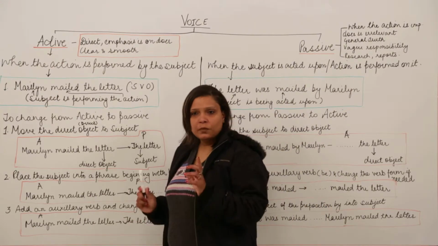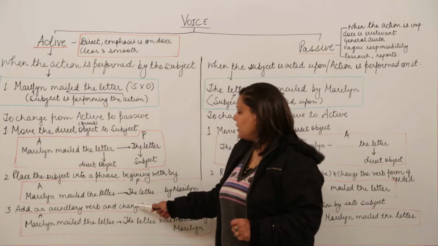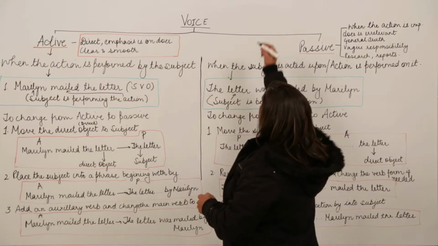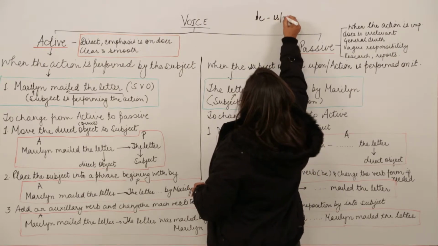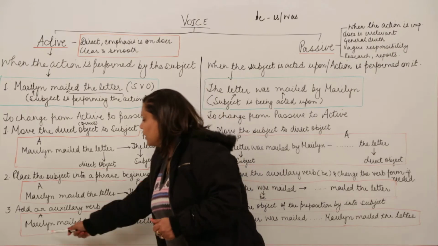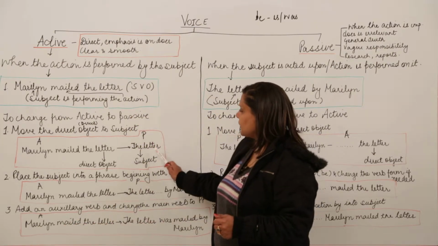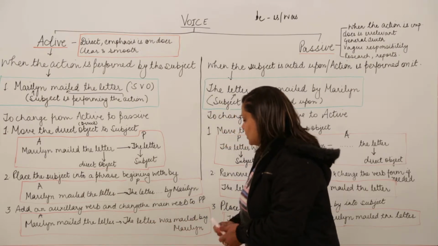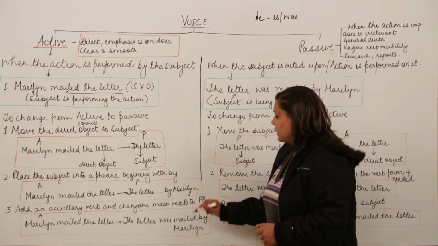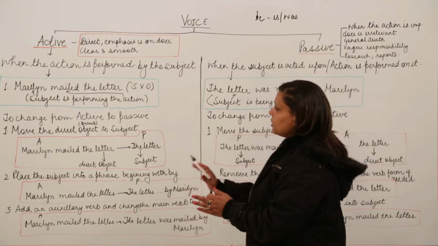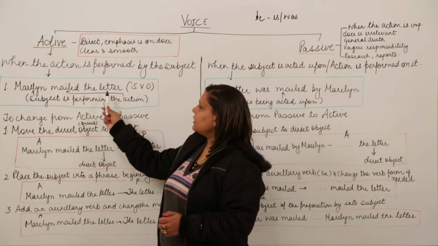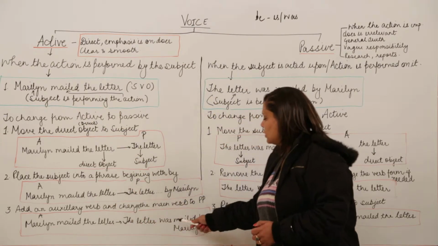Now the final and most important part is that you have to add an auxiliary verb and change the main verb to the past participle, that is the third form. Here the auxiliaries will be forms of be, is, was and so on, according to the tense. Please remember that. Here, Marilyn mailed the letter. So we have the subject, the letter was. Was is the be auxiliary here and mailed is the third form of the verb, the past participle, and then we have by Marilyn. So your sentence is now changed to passive: the letter was mailed by Marilyn. Marilyn mailed the letter is active and the passive is the letter was mailed by Marilyn.